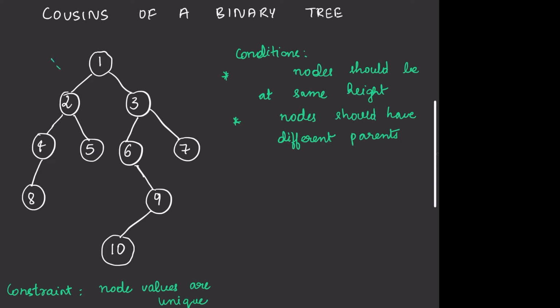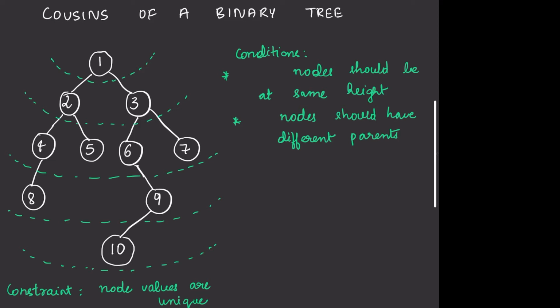For example, 1 is in the same level. Nodes 2 and 3 are in the same level. Nodes 4, 5, 6, and 7 are in the same level. Nodes 8 and 9 are in the same level. And node 10 is at a single level. So if you can draw waves like this from a single node, it is level order traversal.